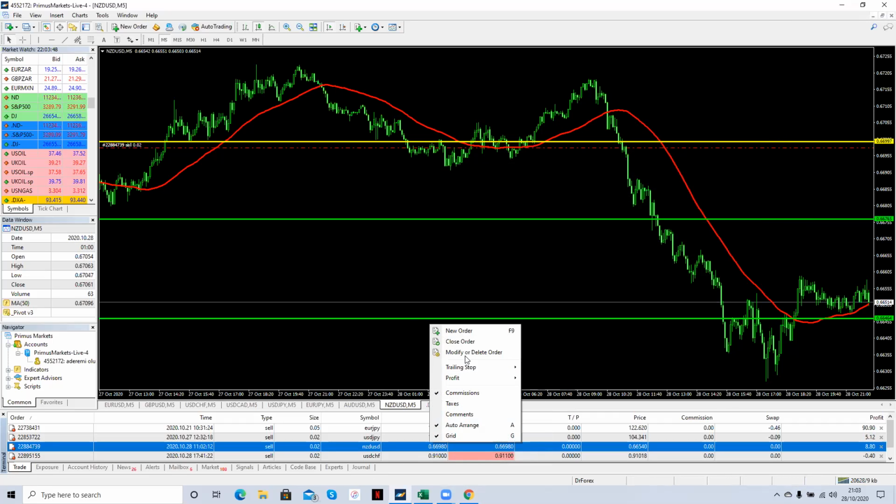If you look at the options here, you have modify order, close order. So you select close order. That will just close your order. It will close it wherever it is at that point. Wherever it is, it will just close it.